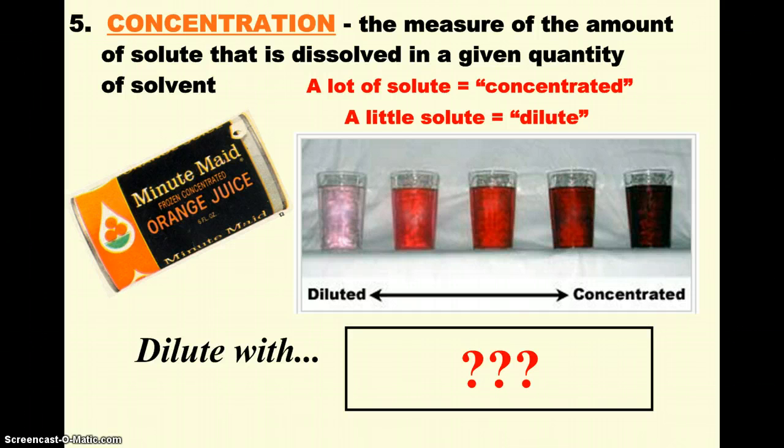If a solution has a lot of solute in it, we say that it is concentrated, and you can see that like this dark colored drink here. If a solution has just a little bit of solute in it, we say it is dilute or diluted. And here, like with the very light solution. The most common place you've seen this is with orange juice.